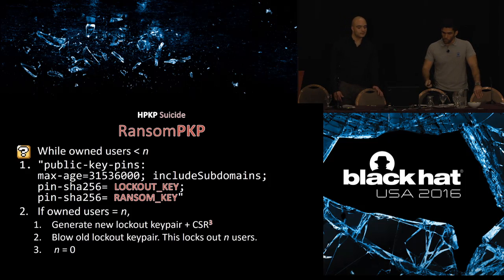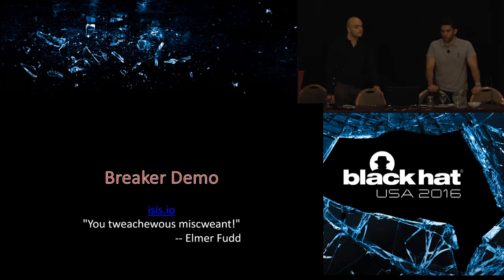Exactly. So, yeah, you hit your cadence, your 100,000 users in this case. At that point, you generate your new lockout key pair locally. I mean, heck, if you can automate certbot, I think, and do this. You get your new CSR sent to Let's Encrypt. They give you your cert. And that's it. Just reset the counter.